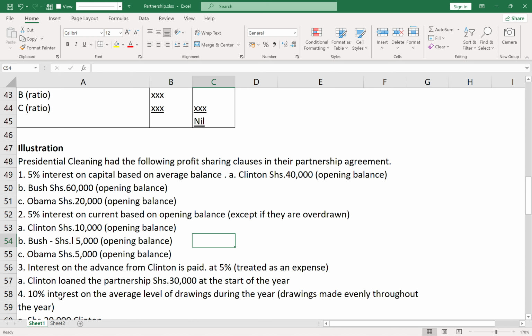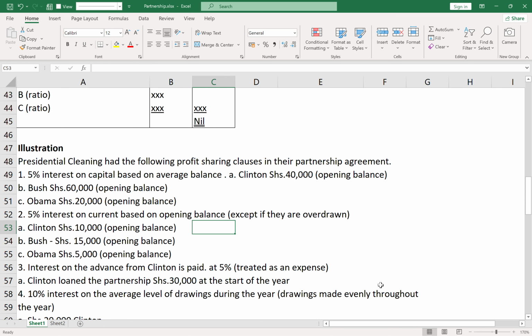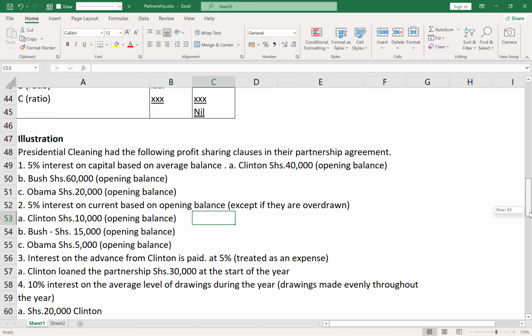10% interest on the average level of drawing during the year. The drawings were made evenly throughout the year. This is 15,000, not 5. Then we have 10% interest on average level of drawing during the year. The drawings were made evenly throughout the year.